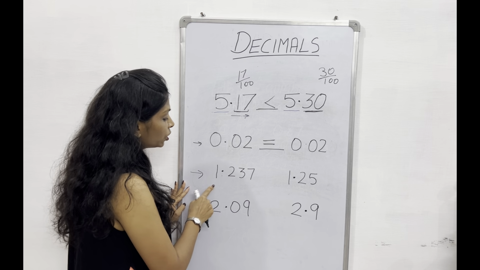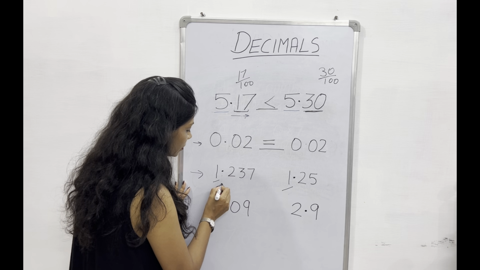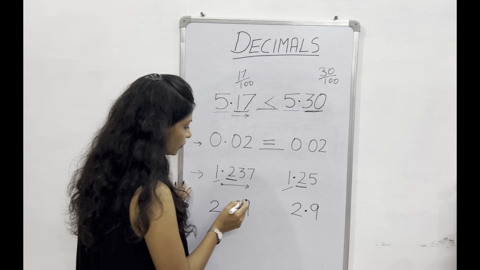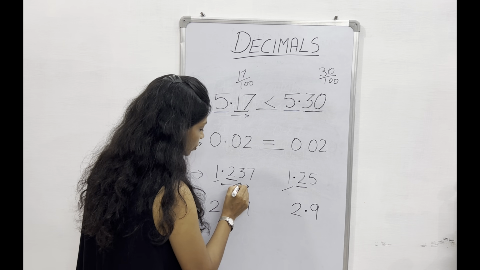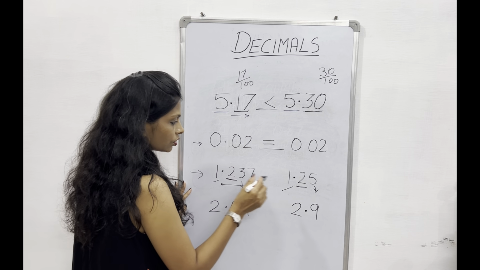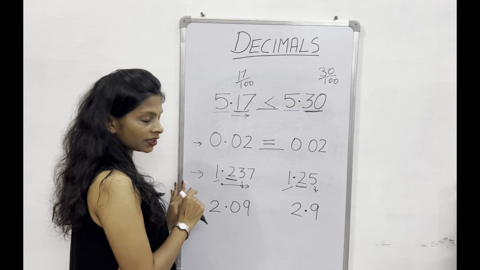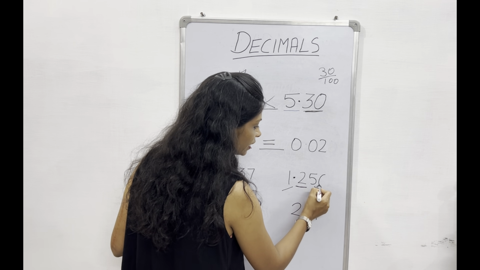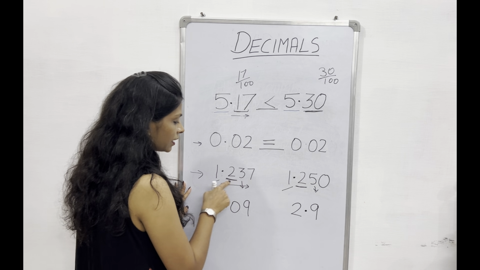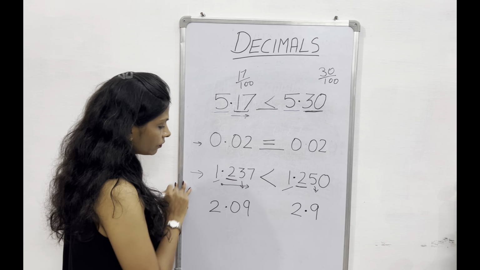Next example, 1.237 and 1.25. The whole number is same in both of them. We start with a decimal digit and move towards the right. The first digit or the 1/10 digit is same in both of them. And then we move to the 100th digit, and the 100th digit is bigger in the second number. So that is why 1.25 would be bigger than 1.237. And for a better understanding, you can always add a trailing zero. And now you can compare that 250 is bigger than 237, and that is why 1.25 is bigger than 1.237.